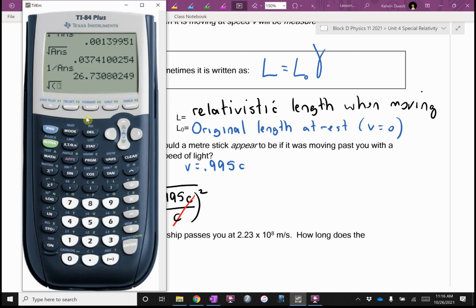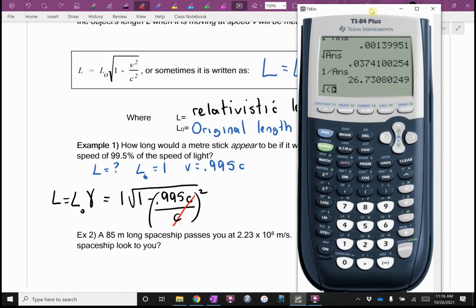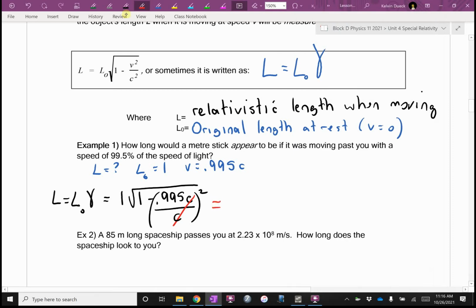bracket 1 minus 0.995 squared, close bracket. Type that in. Y'all get 0.099. You know what? I think that rounds off to 0.1 meters.